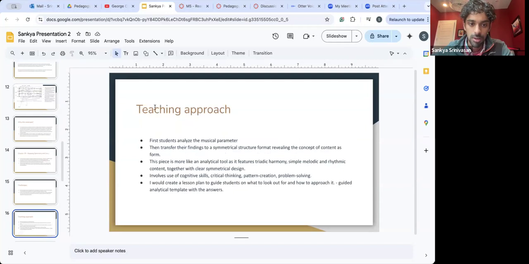So the teaching approach. First, students should analyze the musical parameter, then they transfer their findings to a symmetrical structure format, revealing the concept of content as form. This piece can be used as an analytical tool as it features triadic harmony, simple melodic and rhythmic content, together with clear symmetrical design. It involves use of cognitive skills, critical thinking, pattern creation, and problem solving. I would create a lesson plan to guide students on what to look out for and how to approach it.